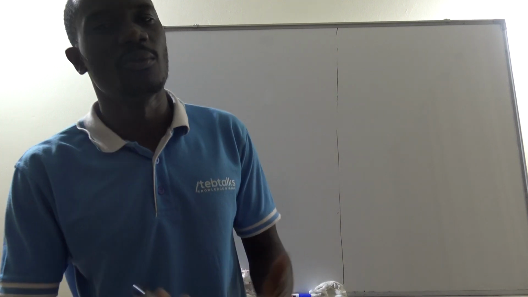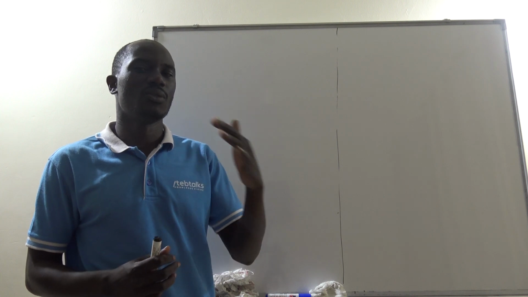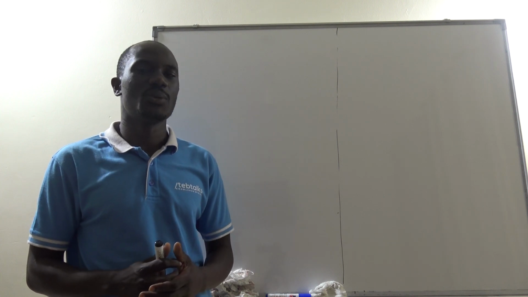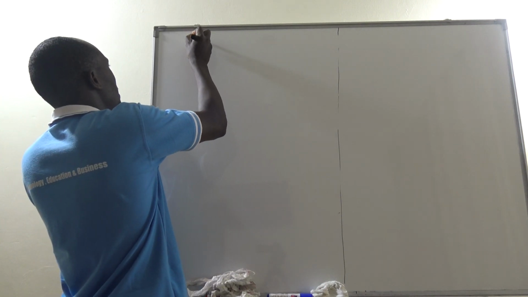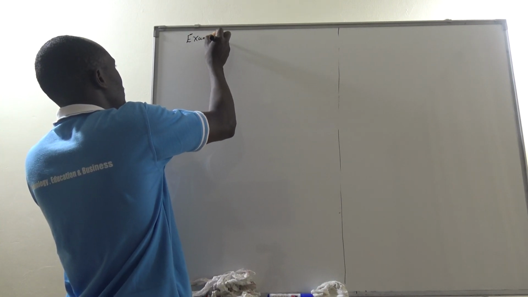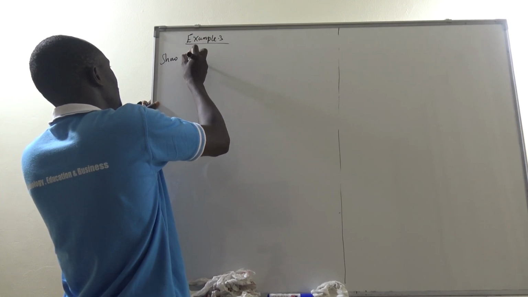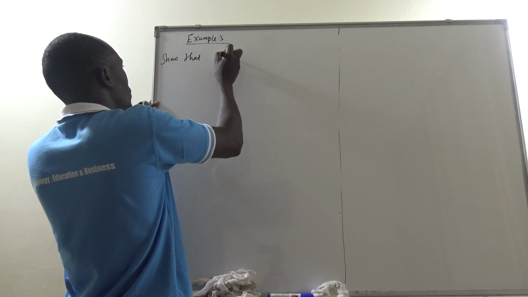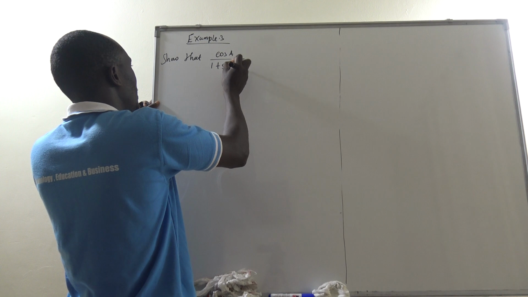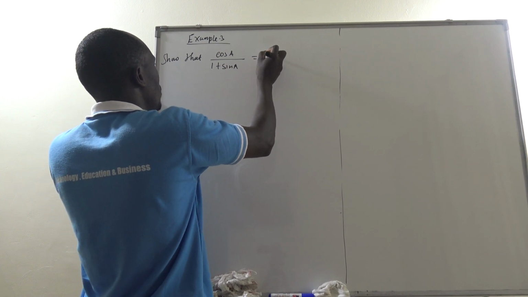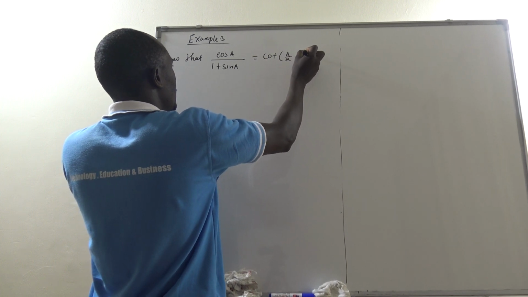Welcome back. We are still moving on with more examples of proving trigonometric identities where we apply the use of the factor formula. So, coming to example 3, show that cos A all over 1 plus sin A equals cot of (A by 2 plus 45).